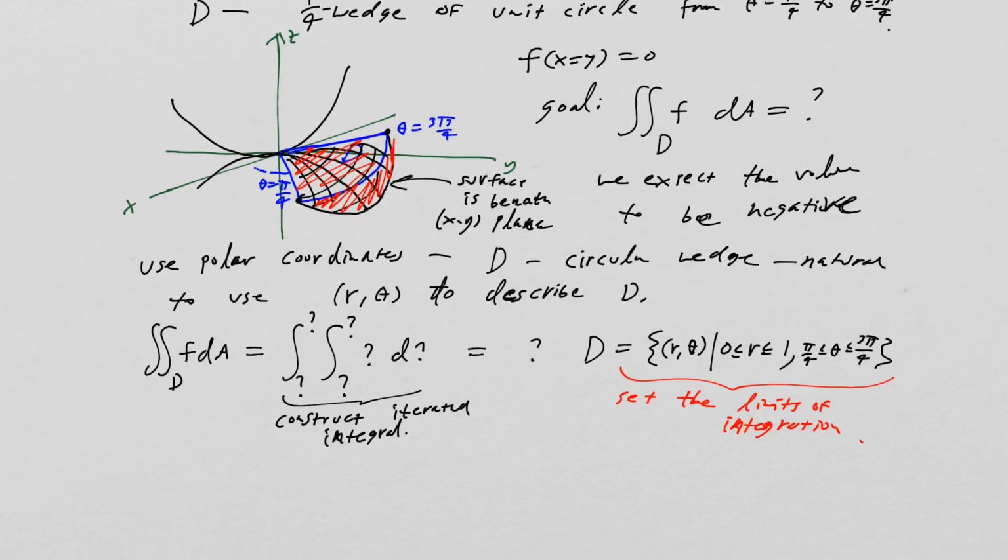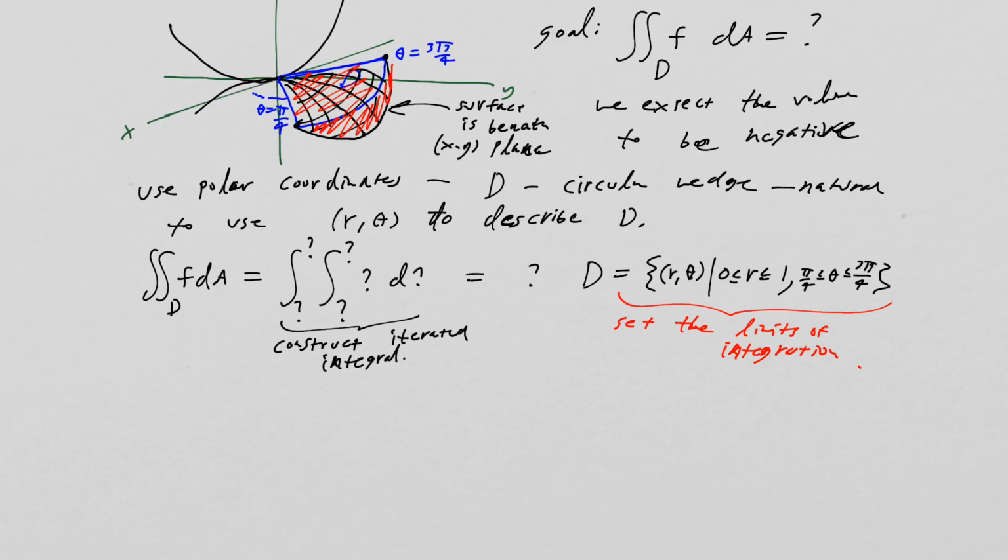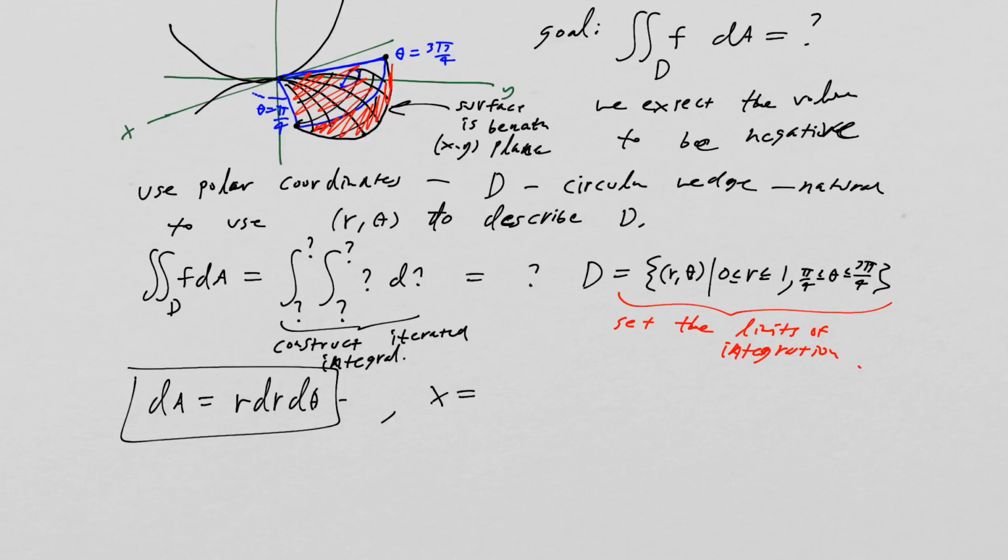Okay, the next task is to figure out dA. We know that in polar coordinates it's going to be r dr d theta. This is an identity you certainly want to memorize. And finally we have to define x and y in terms of polar coordinates, which is going to be x equals r cosine theta, and y is going to be r sine theta.